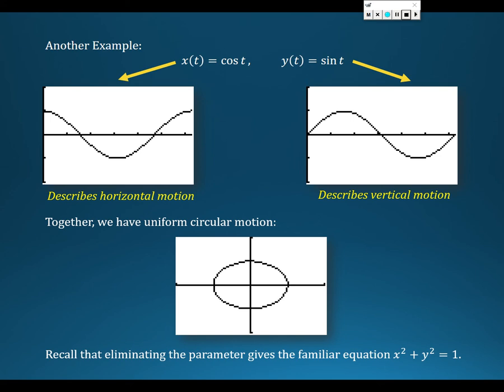It might just not be obvious. It's very clear how to eliminate the parameter in the last example. But here you might be thinking, how did we do that again? Well, consider what x squared plus y squared is. Plug in cosine and sine, you'll see that you get 1.